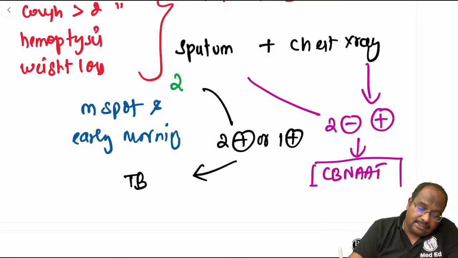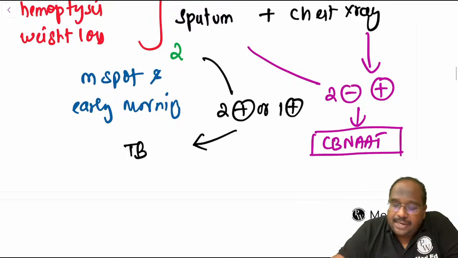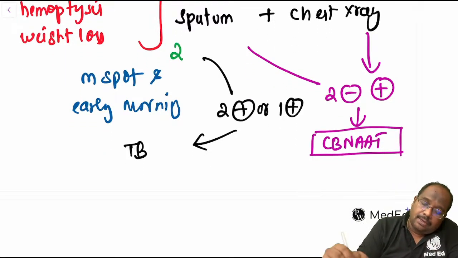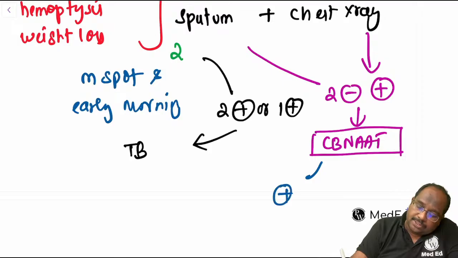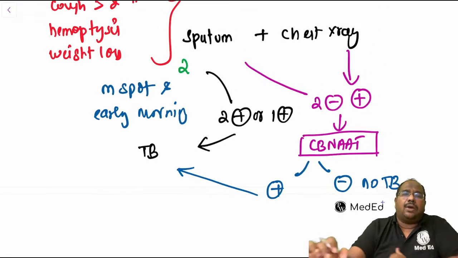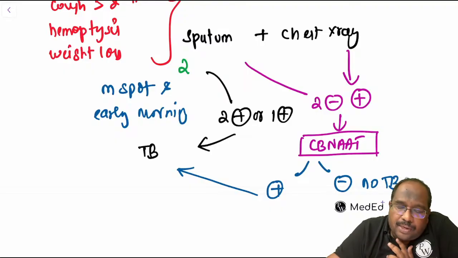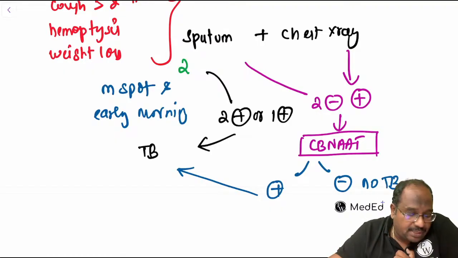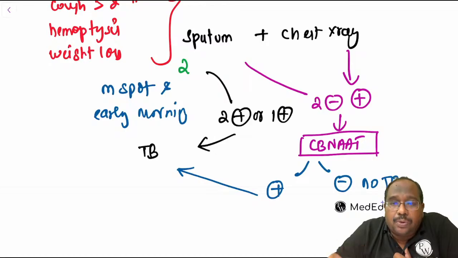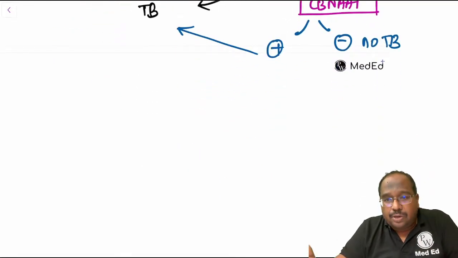What is CB nut, guys? Can anyone tell me? If CB nut is positive, it's a case of TB. CB nut negative means no TB. This is the algorithm. CB nut means cartridge based nucleic acid amplification testing. So based on this, you are going to start the treatment.